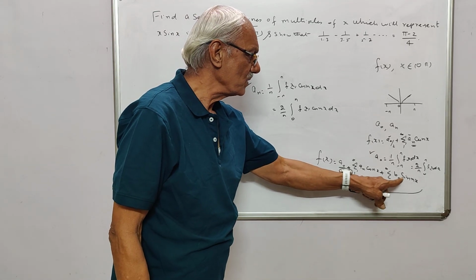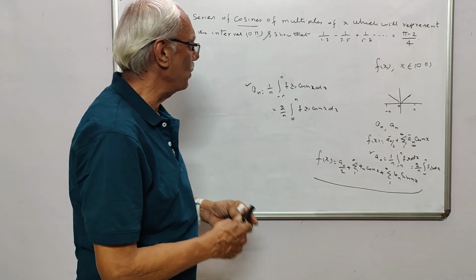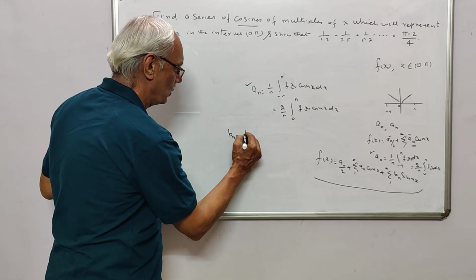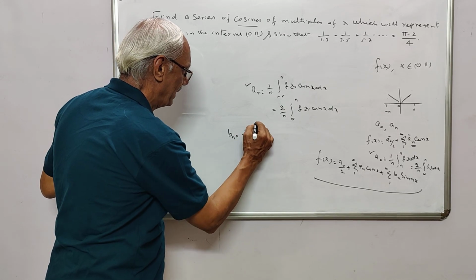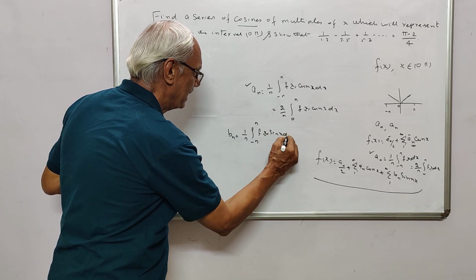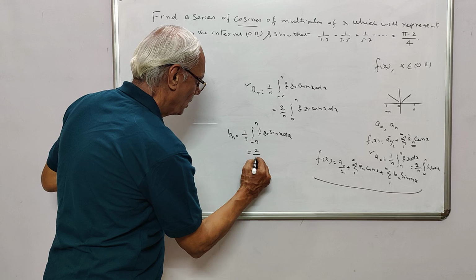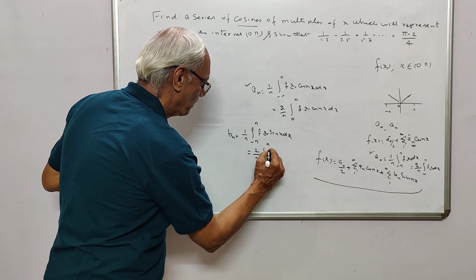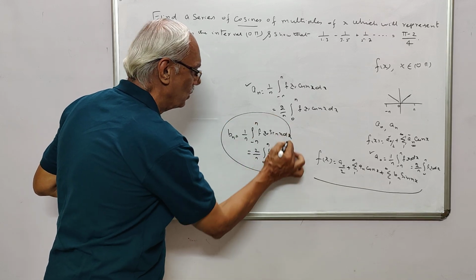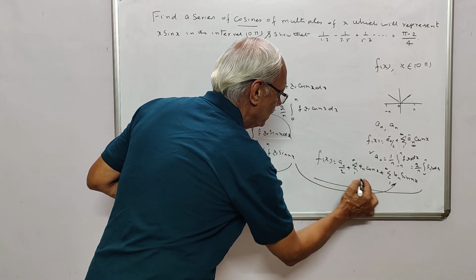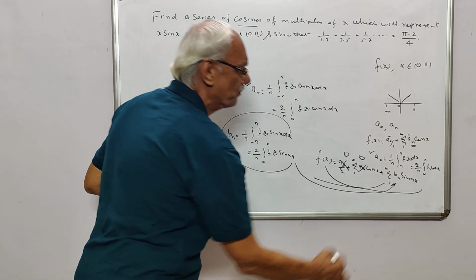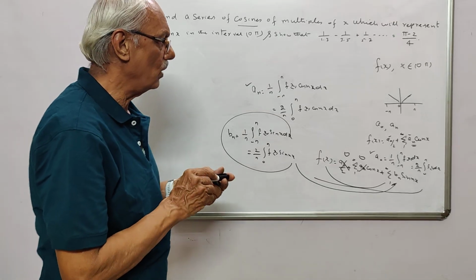How will you find the value of bn? Your bn will be equal to 1 by pi, integral from minus pi to plus pi of f of x sin nx dx. So this will naturally be 2 by pi, integral from 0 to pi of f of x sin nx dx. After finding this value, you substitute it in the series; a0 and an will not come here. So your f of x will be equal to this value.